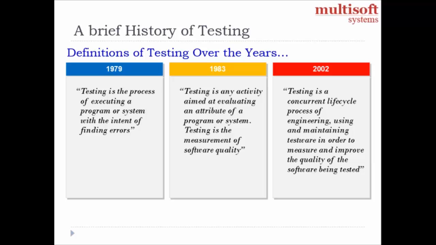And some time later, they felt that it is not only about finding the errors, and in addition to that we have to do something else. So then they concentrated on quality. At that time they felt testing is any activity aimed at evaluating an attribute of a program or system, and it is the measurement of software quality. Before, they just did the testing to identify the mistakes, but now they realized that quality is also equally important when we do the testing, and they started measuring that quality based on the constraints, time, cost or scope, we can say.